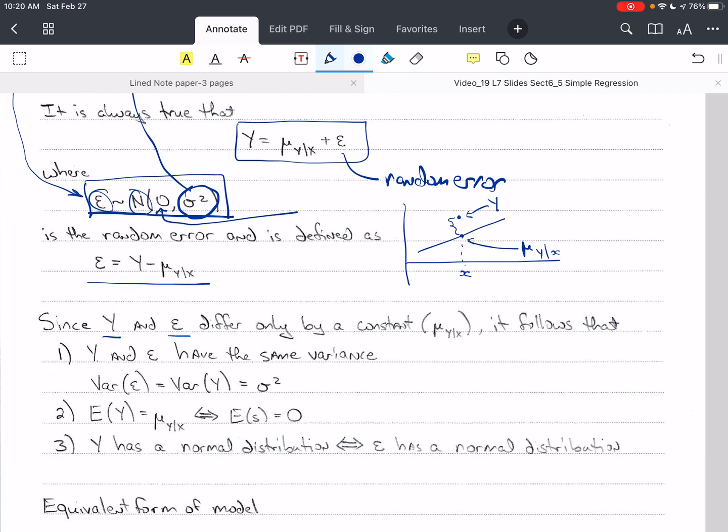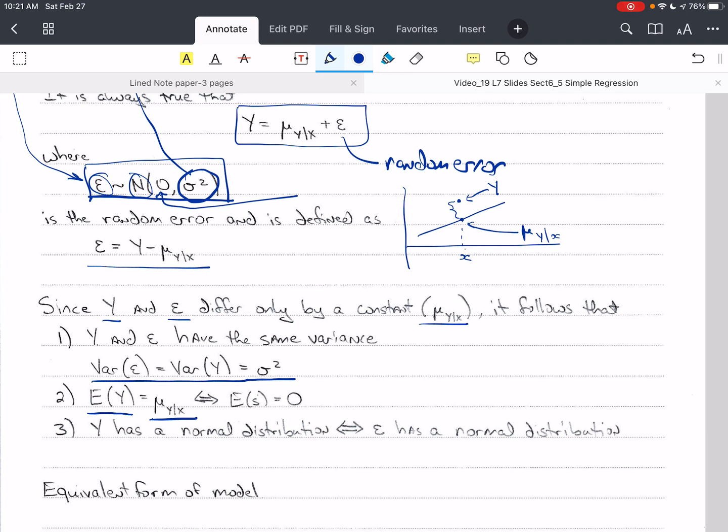Now, y and epsilon differ only by a constant, which is that mu of y given x. It follows that y and epsilon both have the same variance, that the variance of epsilon is equal to the variance of y, which is equal to sigma squared. And the expected value of y is equal to the mean of y given x. And that's true if and only if the expected value of epsilon is 0. That's not supposed to be s, that's supposed to be epsilon. Y has a normal distribution if and only if epsilon has a normal distribution.